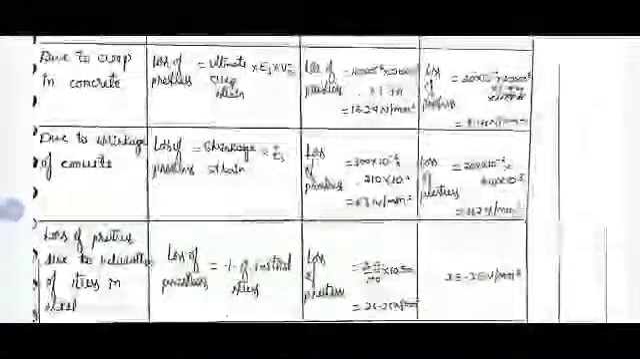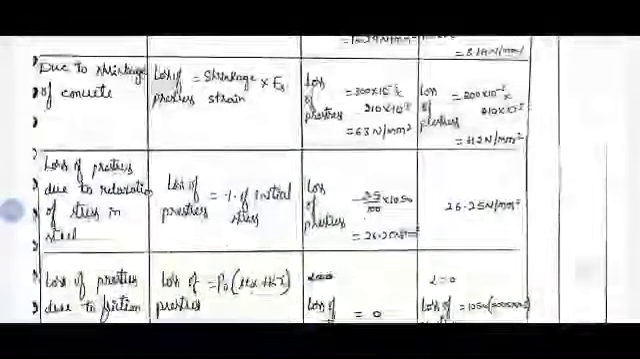Next, loss due to shrinkage of concrete, again it is shrinkage strain into Young's modulus of steel. Again, we have different shrinkage strain for pretension as well as post-tension. For pretension it is 300 into 10 power minus 6, and for post-tension it is 200 into 10 power minus 6. Substitute the values, we will get respective values.